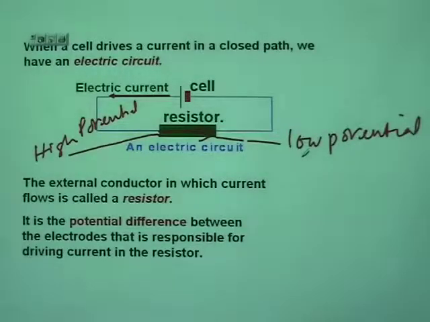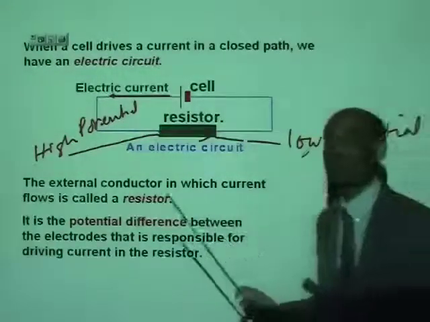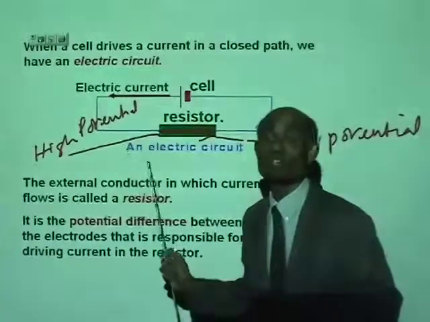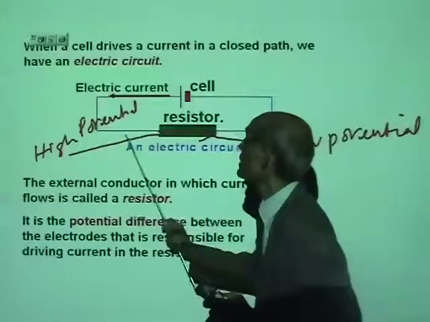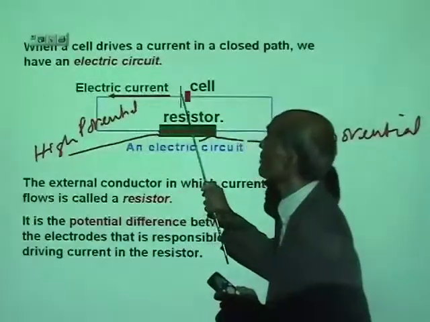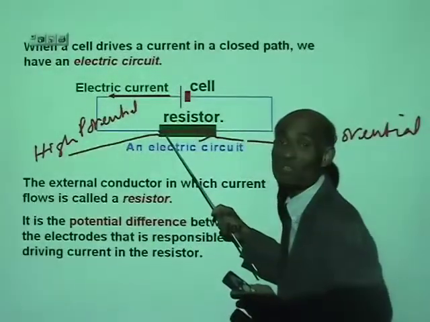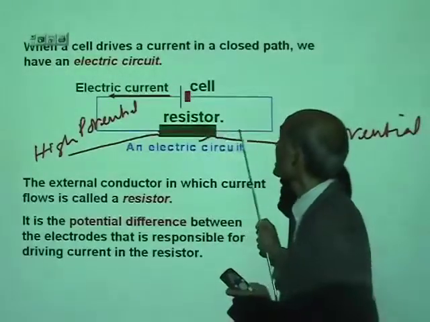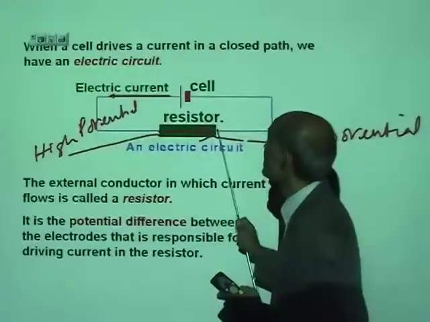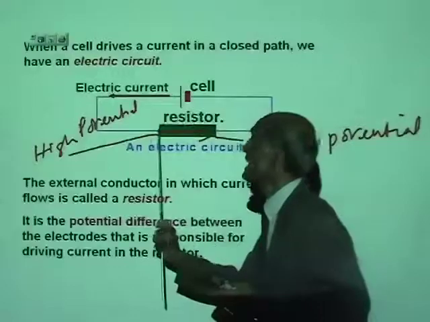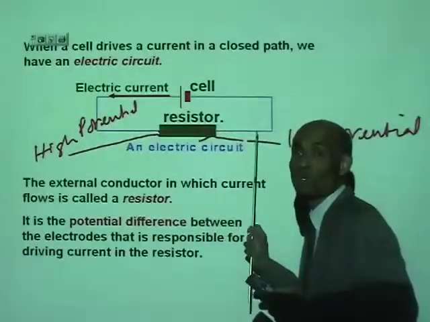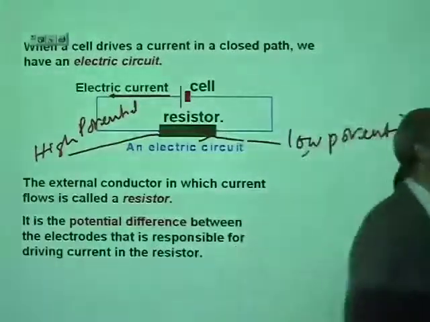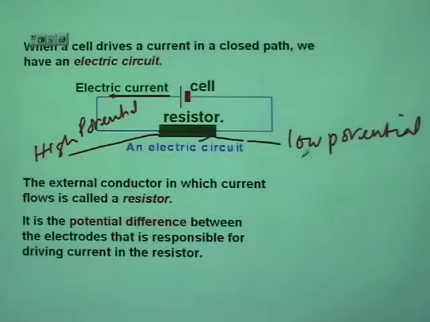Now, remember, whether a point is a high potential or a low potential depends on where the cell is connected. This end is connected to the positive part of the cell, so this is a high potential. And this end is connected to the negative of the cell, so this is a low potential. So the electric current flows from high potential to a low potential through the resistor. Okay.